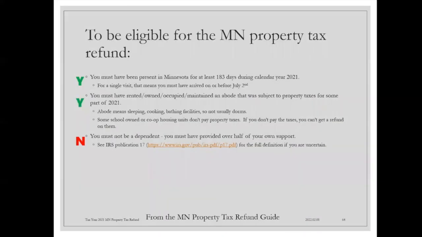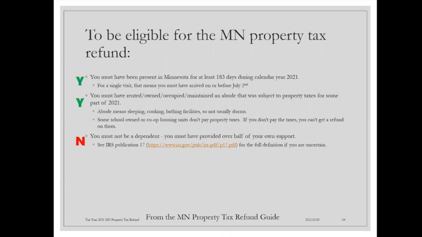So if we think about that, this is from our guide. Remember, she must have been present in Minnesota for at least 183 days. She definitely made that, right? She was here for the entire year. She must have rented, owned, occupied, or maintained an abode for some part of the year, and that abode must have been subject to property tax. And she met that one as well.